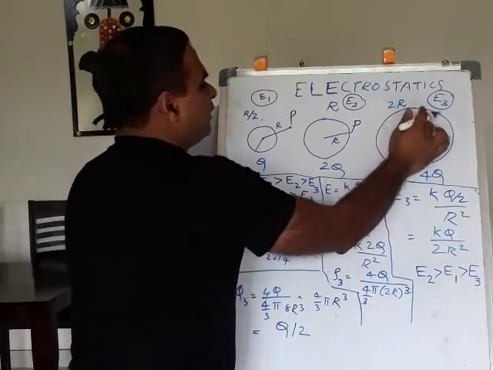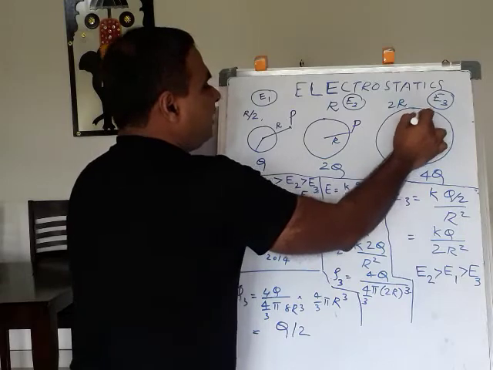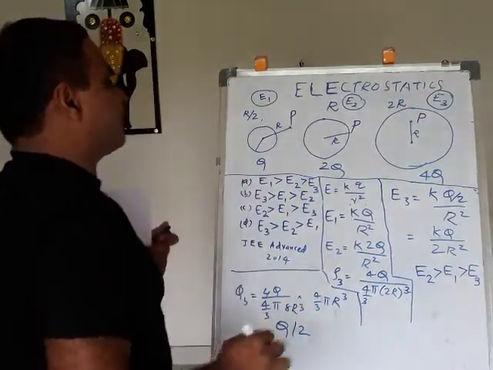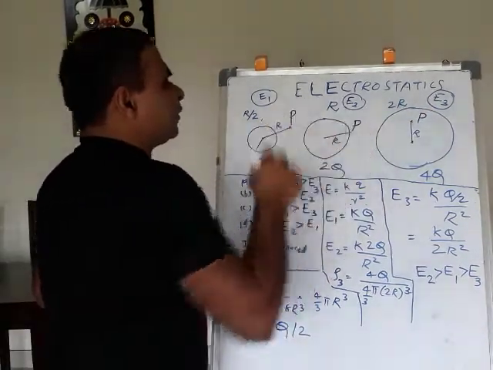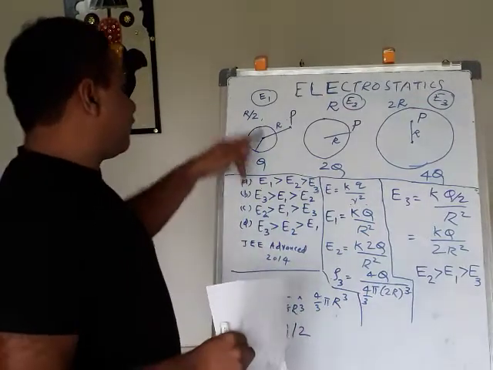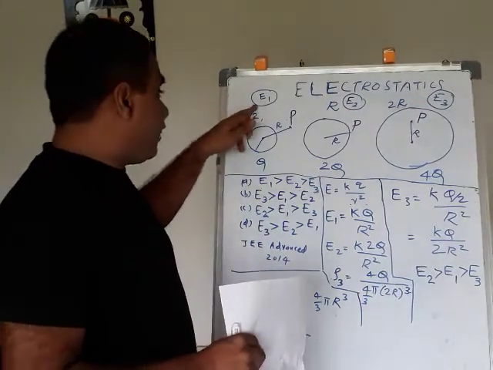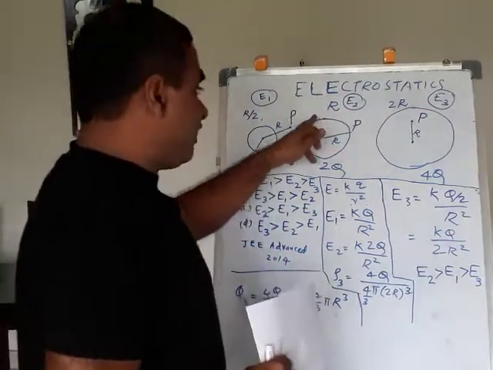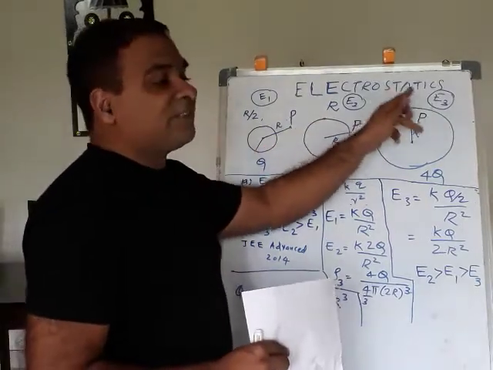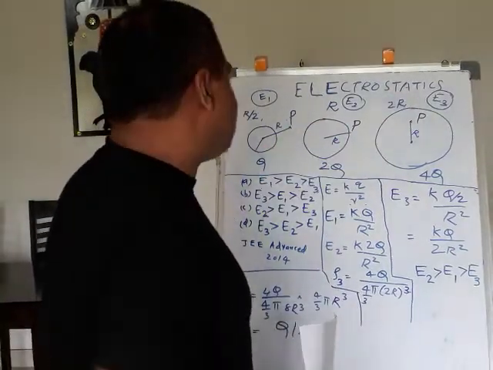For the third sphere, the point P is inside the sphere. So this is the question. For the first sphere, the electric field is E1. The second sphere, the electric field is E2. And for the third sphere, the electric field is E3.